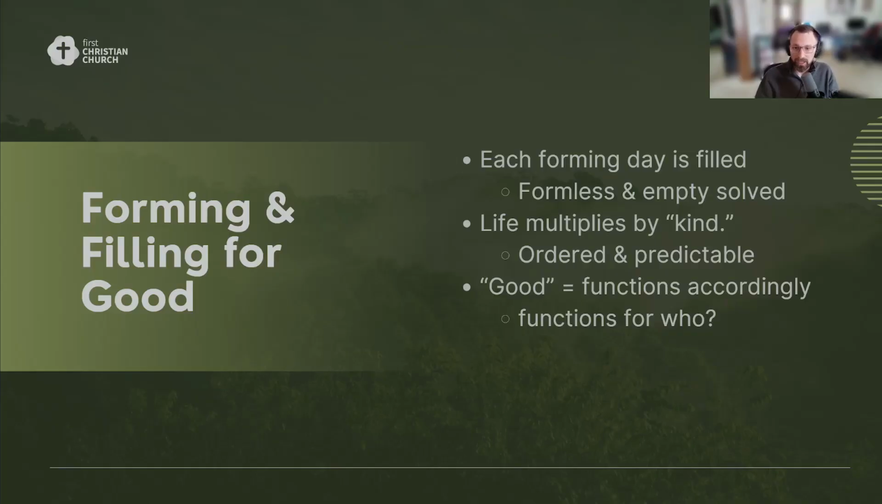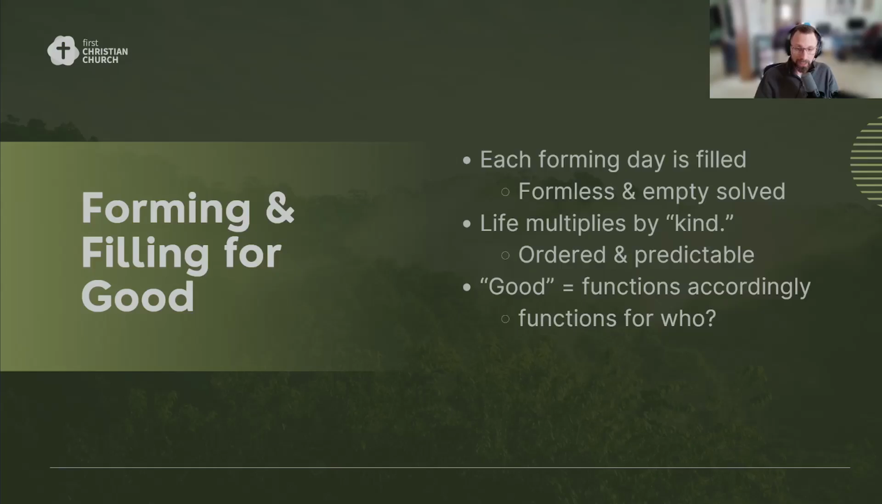Everything is formed, and now everything is filled. And the problems of formless and empty have been solved. And so God has not just given shape, but he has given purpose and function to this world. We read that life multiplies according to its kind. Again, the world is ordered and predictable, which is really, really good in light of a command that God is going to give to mankind to go forth, rule, and subdue, and to use this ordered world for their benefit.